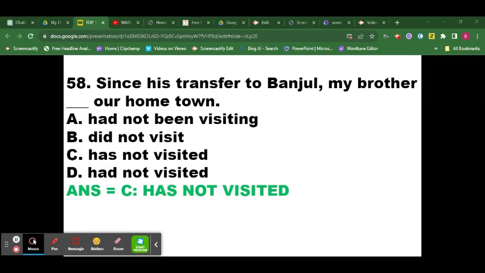When the conjunction since is used in the subordinate clause in this way, since his transfer to Banjul, the main clause requires the present perfect tense. And you can also find this in the principle of sequence of tenses. If you watch a video I uploaded on sequence of tenses, you will get some more explanation about why this is used in this way. Okay, so that's the way it is done. So the correct option is, since his transfer to Banjul, my brother has not visited our hometown.